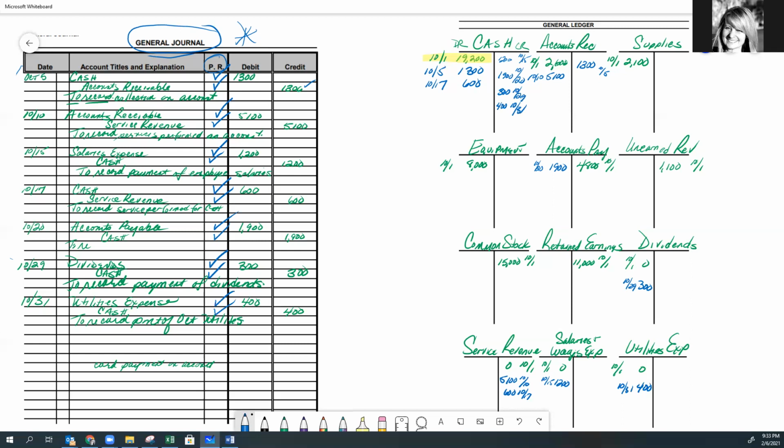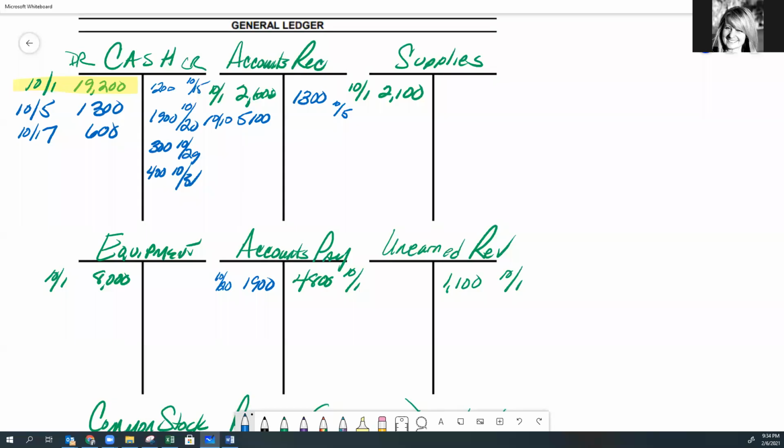So I'm going to pause this for just a moment so I can make this bigger, and it'll be easier for you guys to follow along. So I'll be back in a moment. Okay, and we are back. So what we want to do next is determine our ending balances in each one of our accounts. So we're going to start with the big one, cash, and I'm going to show it in a slightly different way than the book does.